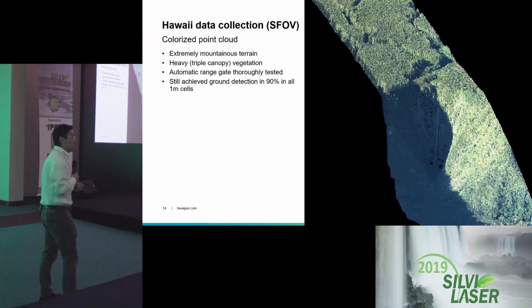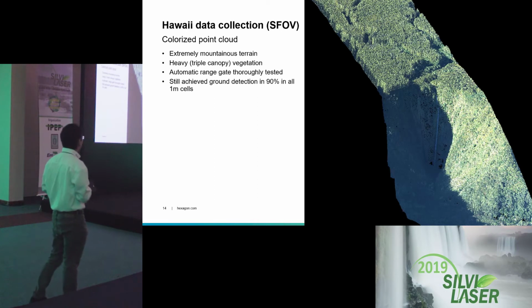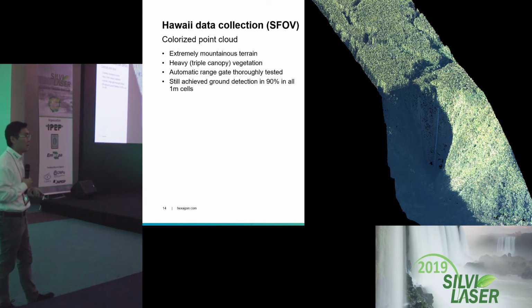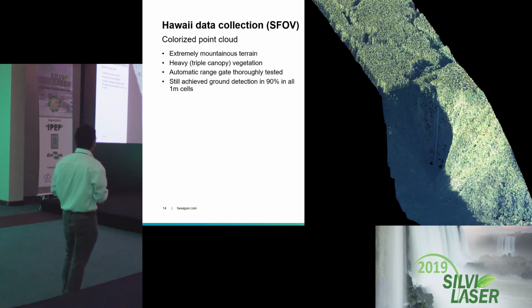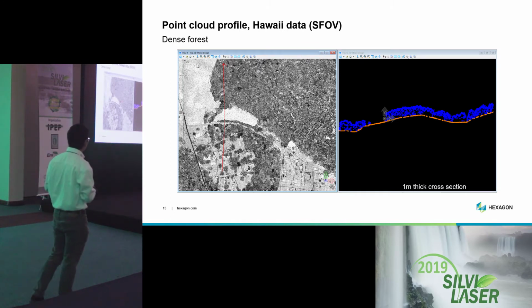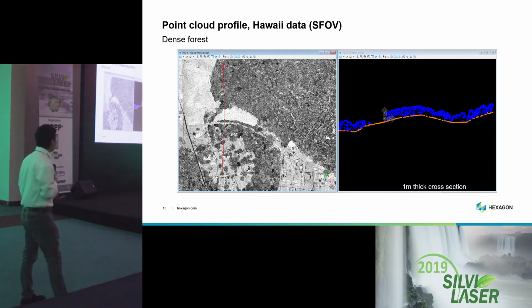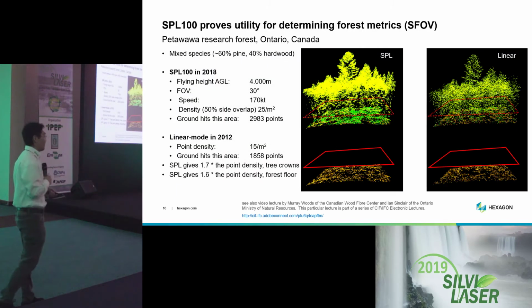But one interesting thing that we got from this data set is that when we did a 1 by 1 meter cell on this area, at least 9% of these cells have ground detections on them. This is one profile section, 1 meter thick, of the Hawaii data set, so we can really see the characterization of the ground, and even the canopy of the vegetation over there.